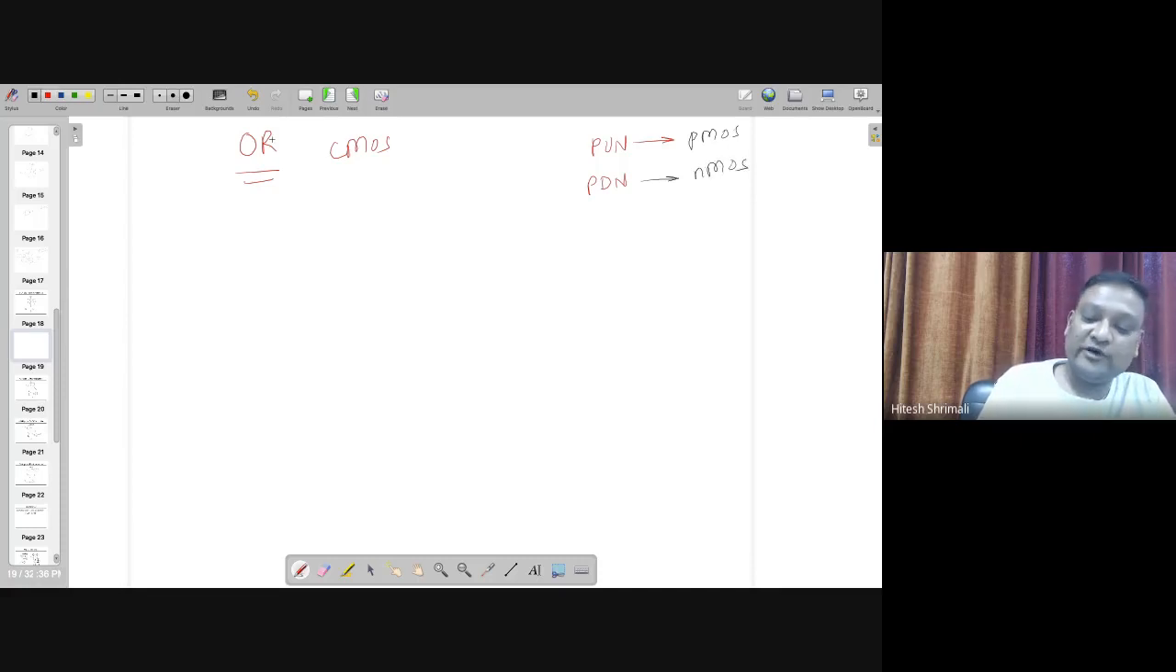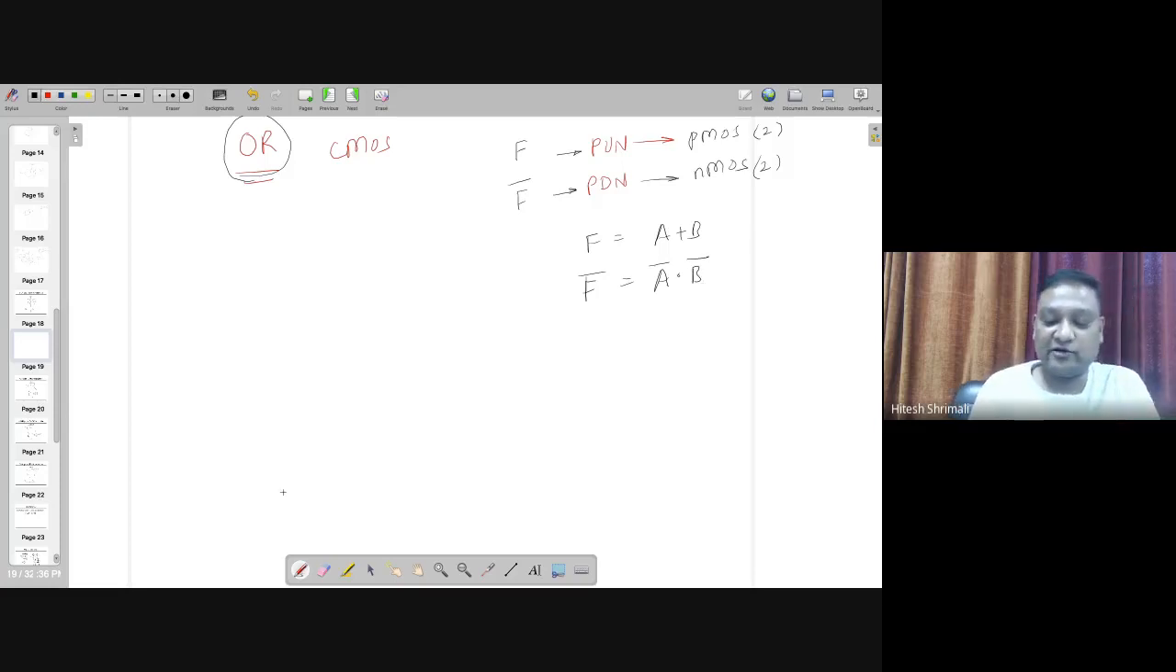If it is two inputs, it requires two PMOS transistors, and similarly two NMOS transistors. The power up network is the one implementing F, and the power down network is the one implementing F bar, where F is nothing but A or B, as this is what you want to implement. F bar is nothing but A bar dot B bar. Using De Morgan's law, we can find this.